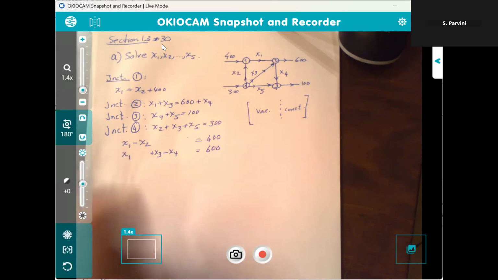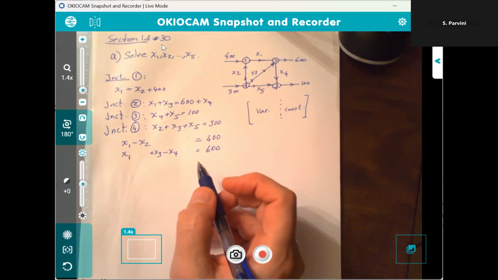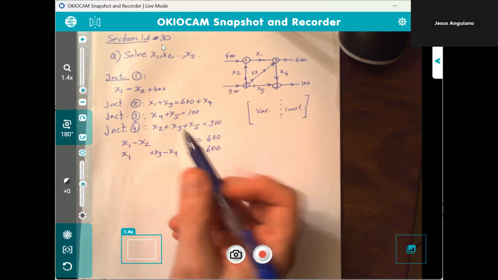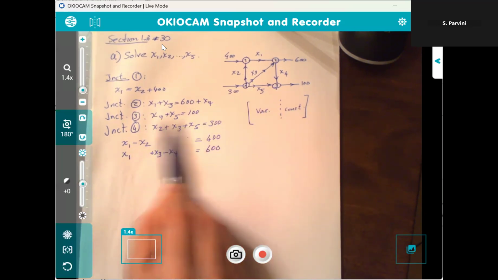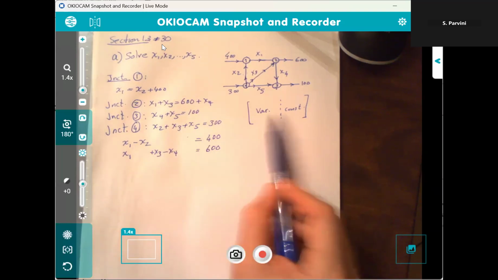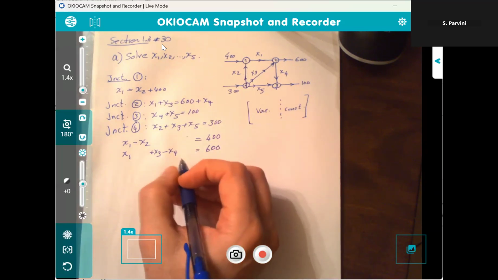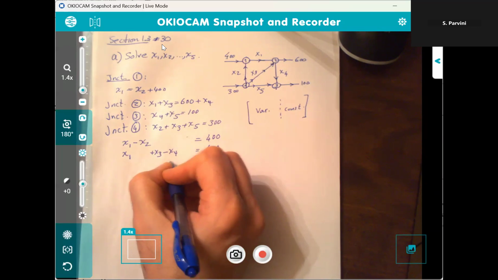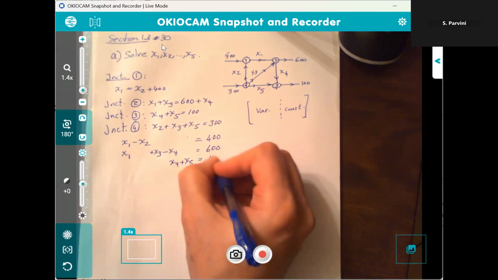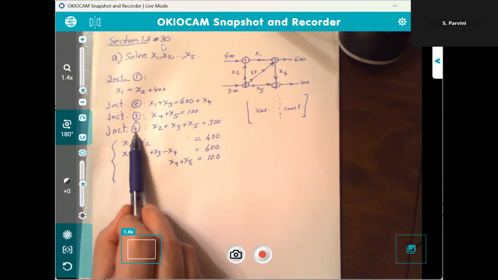Isn't that cool? Let's go to junction 3. What do you think about junction 3? It's good, right? You got it. This one is good the way it looks. It's in the right form. It's got the variables on the left, the constant on the right. So it's x sub 4 plus x sub 5 equals 100. Perfect. And last but not least, junction 4.